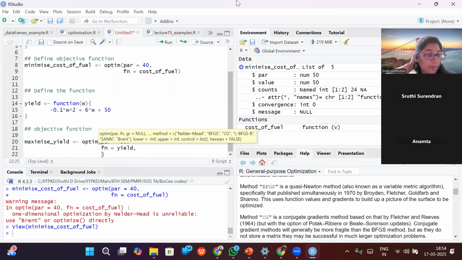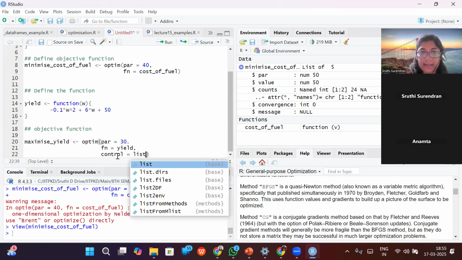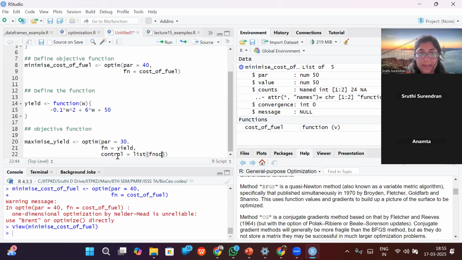Now another thing we want to do here is maximize the yield, but I had told you that this function optim by default does only minimization. So in order to make it into a maximization problem, we will use this argument called control equal to list fnscale equal to -1. Now what is all of this, we can go to the help and find out.